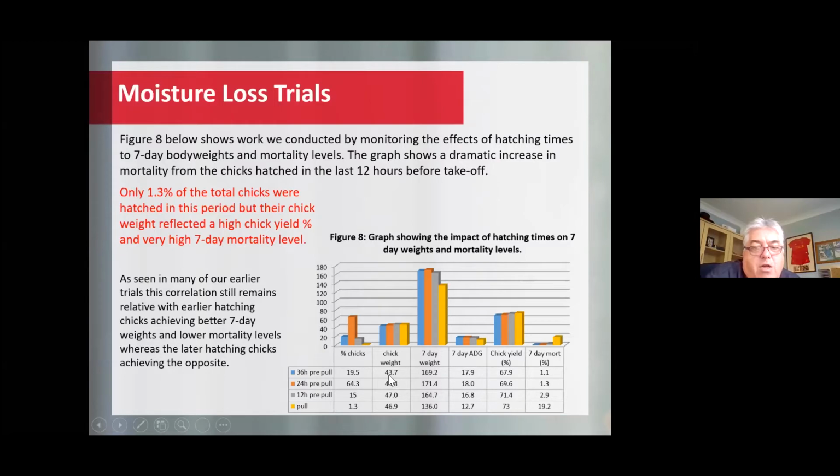As you'd expect, the early hatching chicks lose more weight. So what you see is the later chicks have a fresher weight, and this probably would have been a bit higher, but there's not many chicks here. So you can see that affects your chick yield. As we've seen in previous trials, the earlier hatching chicks, as long as we don't have them too early and they start dehydrating, gave us the best 7-day weights. And when we look at the 7-day mortality, you can see that the late hatching chicks gave us the worst mortality.